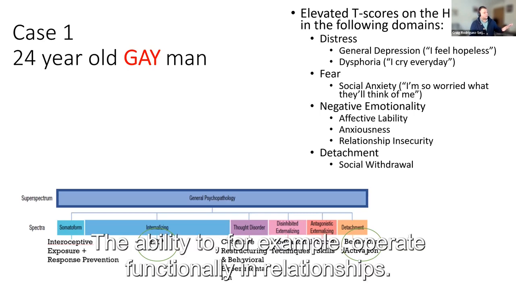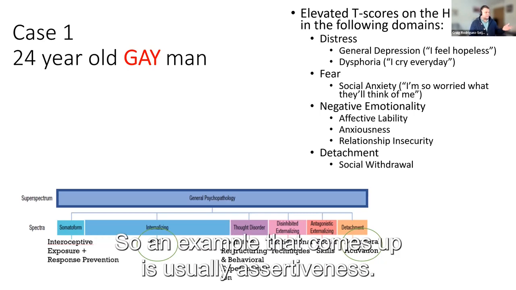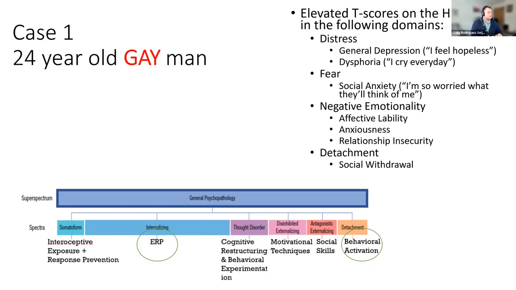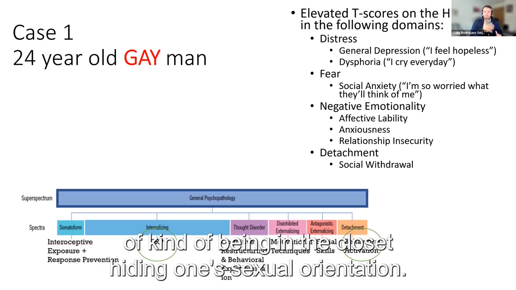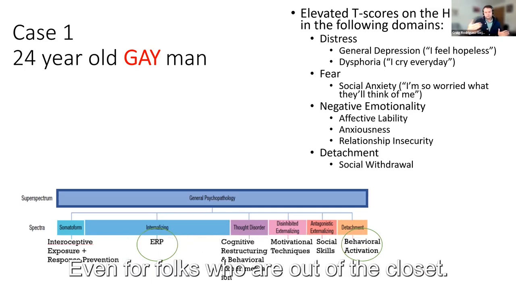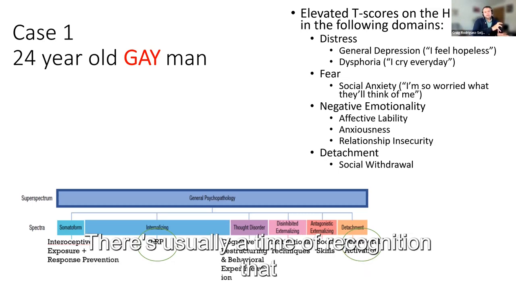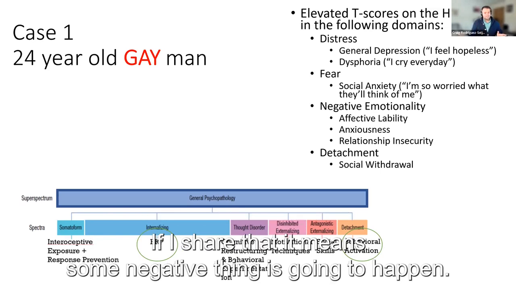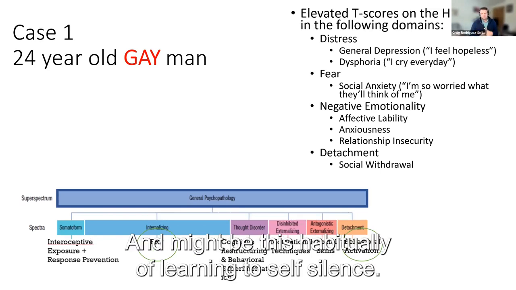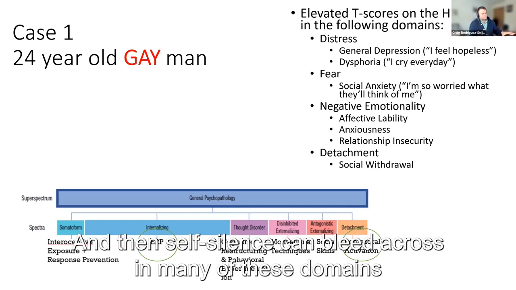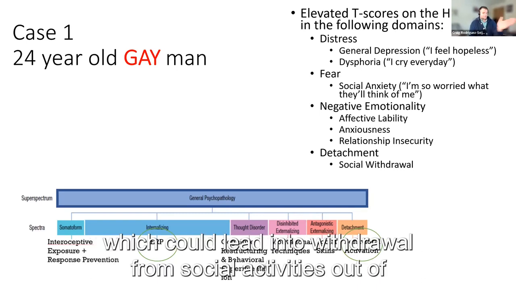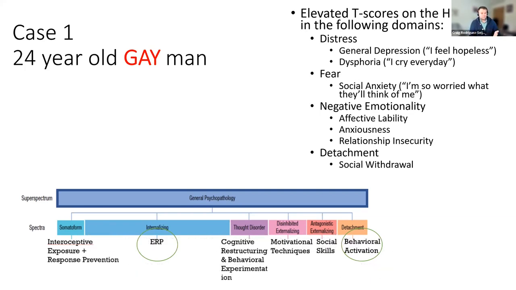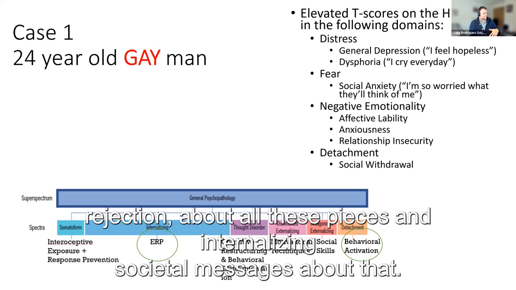The ability to, for example, operate functionally in relationships. An example that comes up is usually assertiveness, and I have a slide that shows some of these domains related to a history of being in the closet, hiding one's sexual orientation. Even for folks who are out of the closet, there's usually a time of recognition that because of the way our society is structured, something about me is wrong. If I share that, it means some negative thing is going to happen. And there might be a habitual way of learning to self-silence. Learning to self-silence can bleed across many of these domains, which could bleed into withdrawal from social activities, out of concern about anxiousness, about rejection, and internalizing societal messages about them.